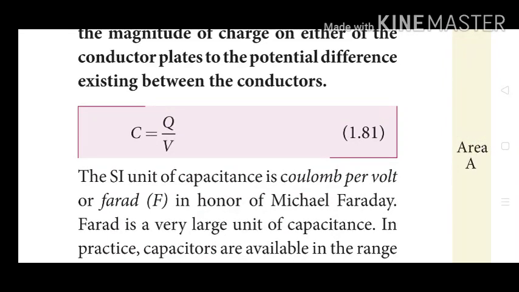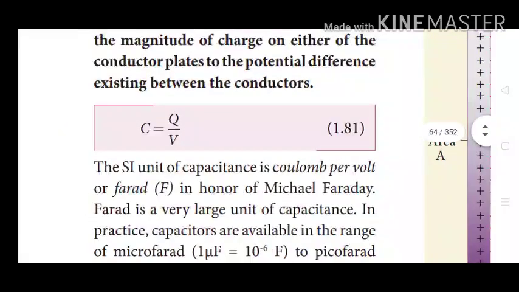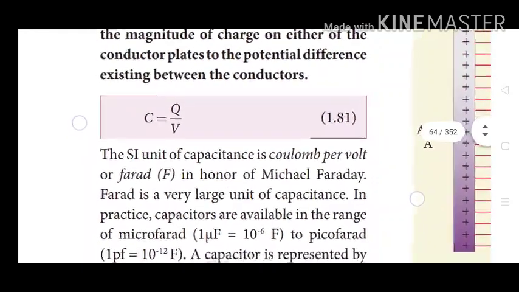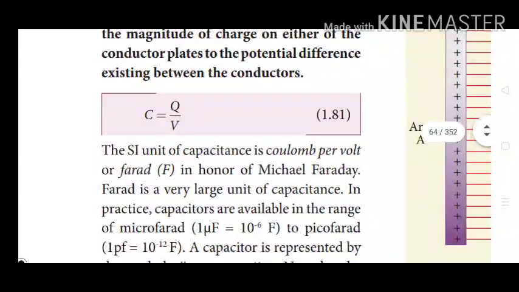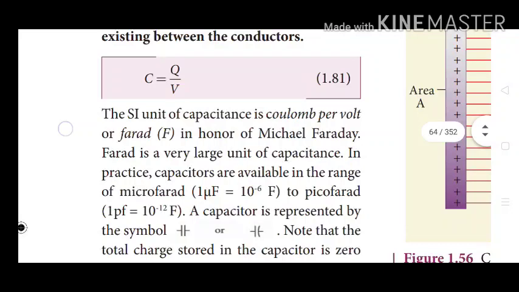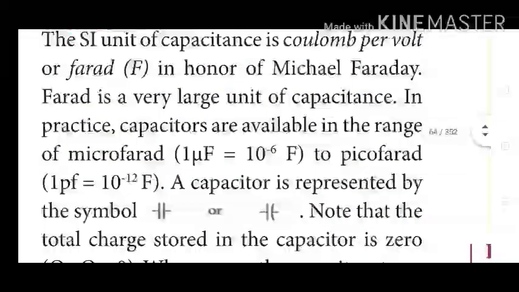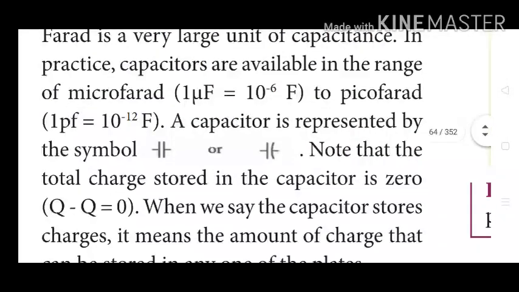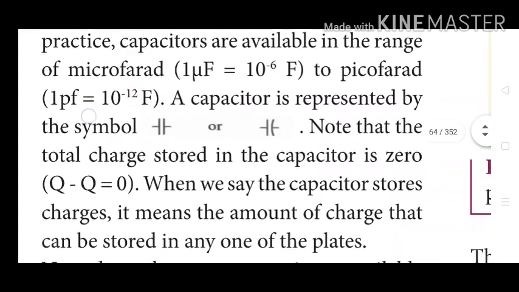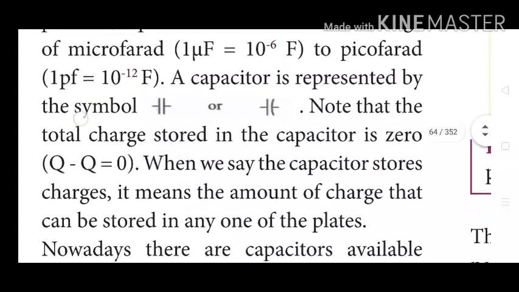The SI unit of capacitance is coulomb per volt, or farad, in honor of Michael Faraday. Farad is a very large unit of capacitance. In practice, capacitors are available in the range of microfarad to picofarad. A capacitor is represented by the symbol given in the diagram. Note that the total charge stored in the capacitor is 0: Q minus Q is equal to 0.